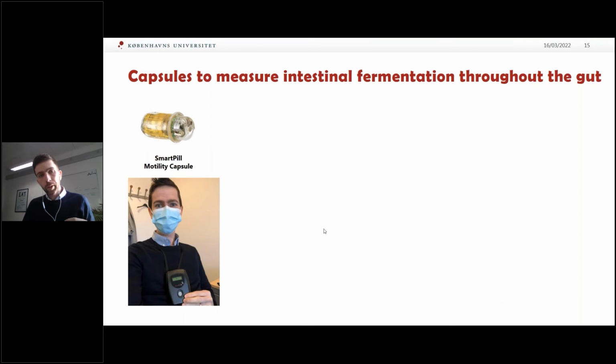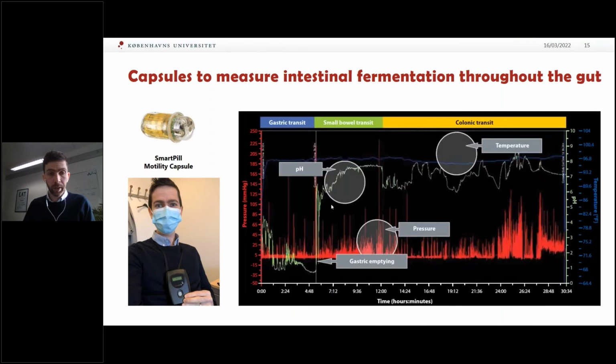Another way to get a bit closer to the activity in the intestine can be obtained by, for example, using this SmartPill motility capsule. Last year I tried it on myself. Basically it's a capsule you swallow, and then you carry around a receiver, and this receiver receives information from the SmartPill from the intestine as it travels through.